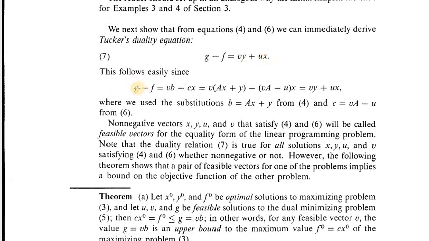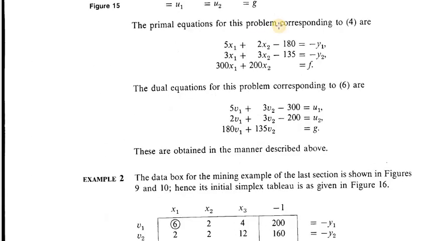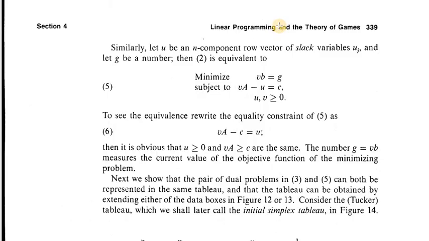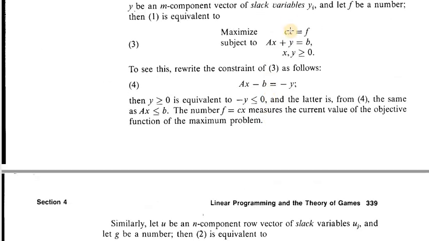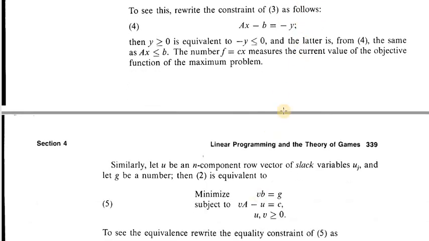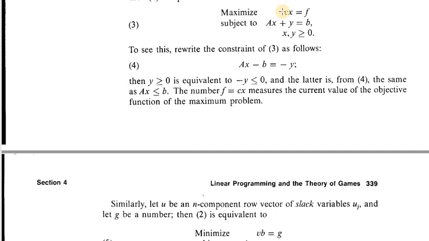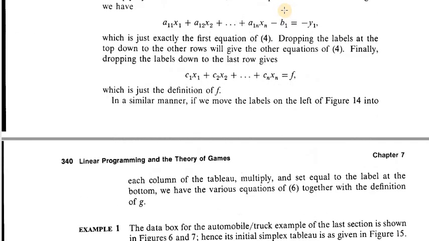So first of all, if I take G minus F, what's the definition of G? Well, G was the minimized quantity. The minimized quantity, if you go way back up here, was VB. F is the maximized quantity. You go way back up here, that's Cx. So I can replace G with VB and F with Cx. Right. So let's go down there and see that.